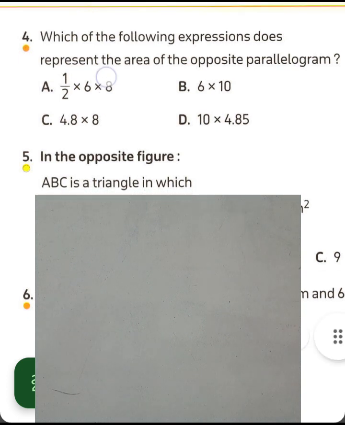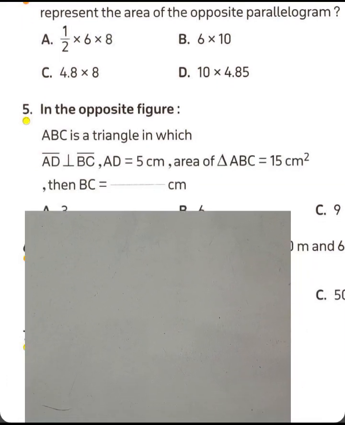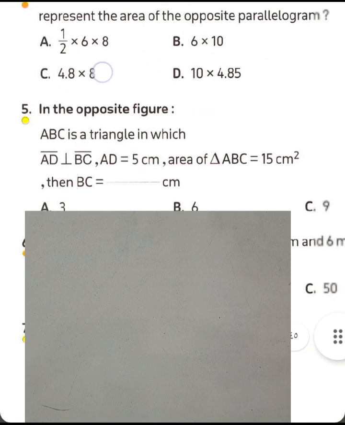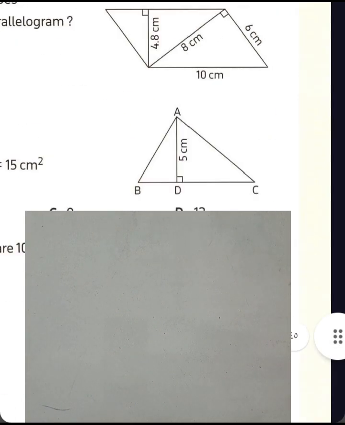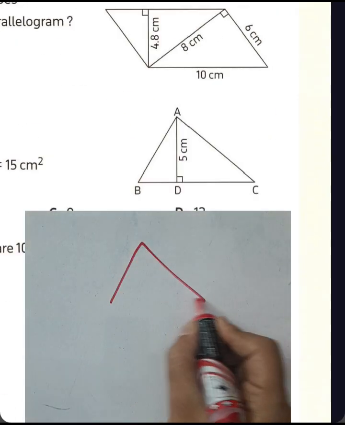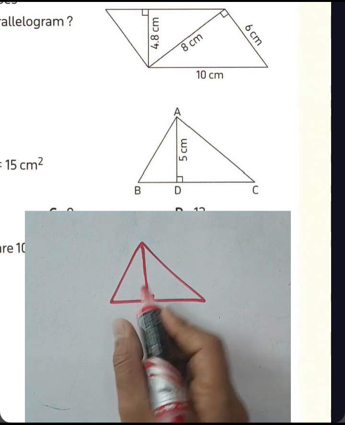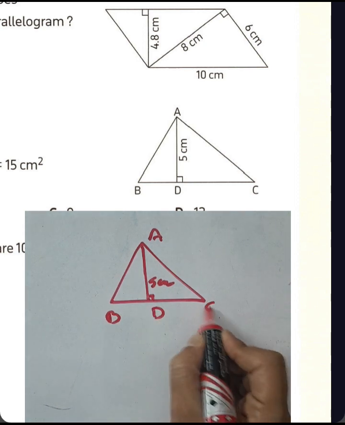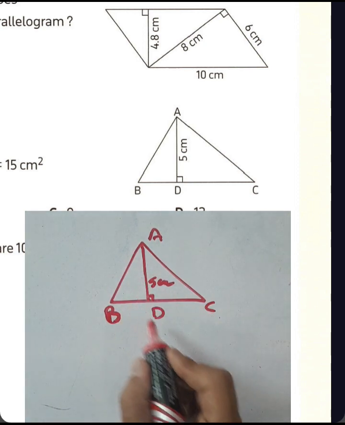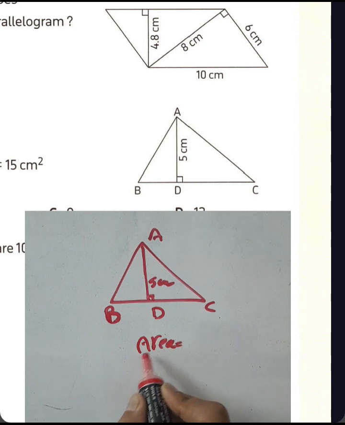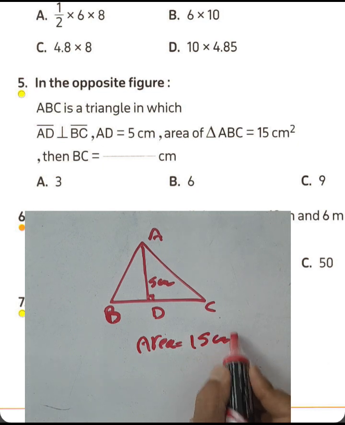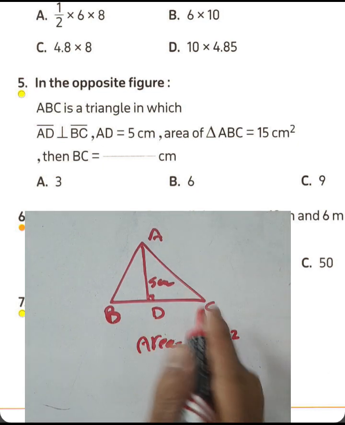The area of a parallelogram is base times height. Okay, in the opposite figure, EB is perpendicular to BC, and he wants to find what? He wants to find the length of BC. Look here with me. He gives us this triangle and the height was 5 centimeter. We have here E, B, D and C. It was 5 centimeter and he gives us the area of this triangle. Area of triangle was 15 square centimeter and he wants to find the length of BC. He wants to find the base.